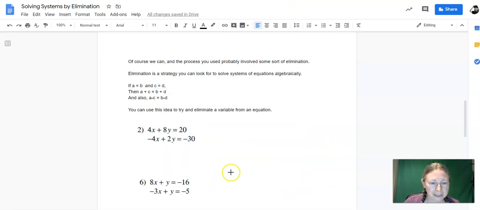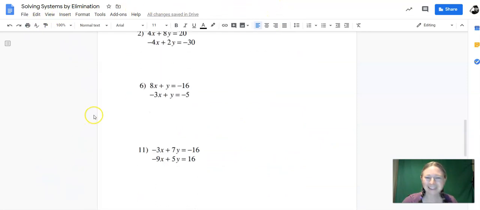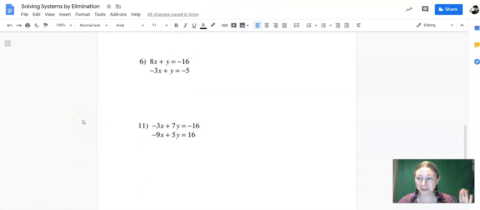All right, let's go to number 6. Sorry, trying to turn off my drawing tool so I can scroll. There we go. Okay, so problem number 6. They're totally out of order. In this situation, 8x plus y equals negative 16. Negative 3x plus y is negative 5.